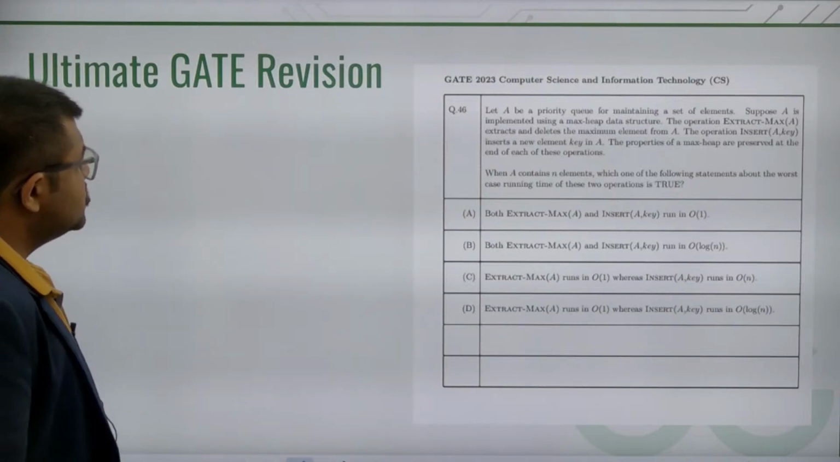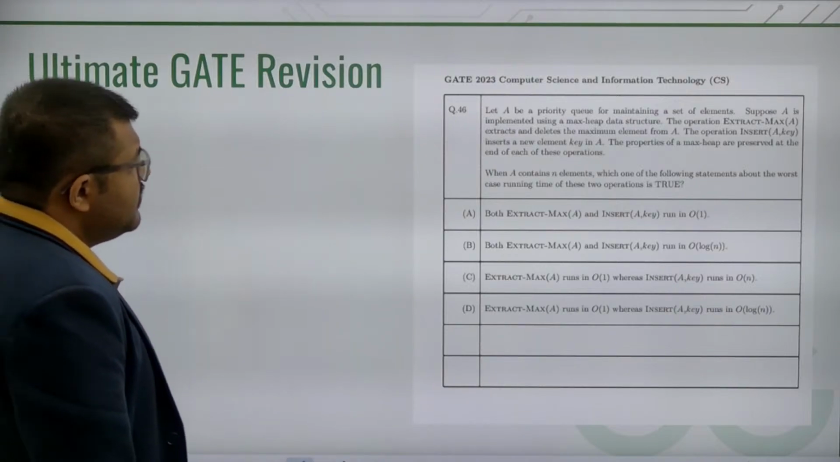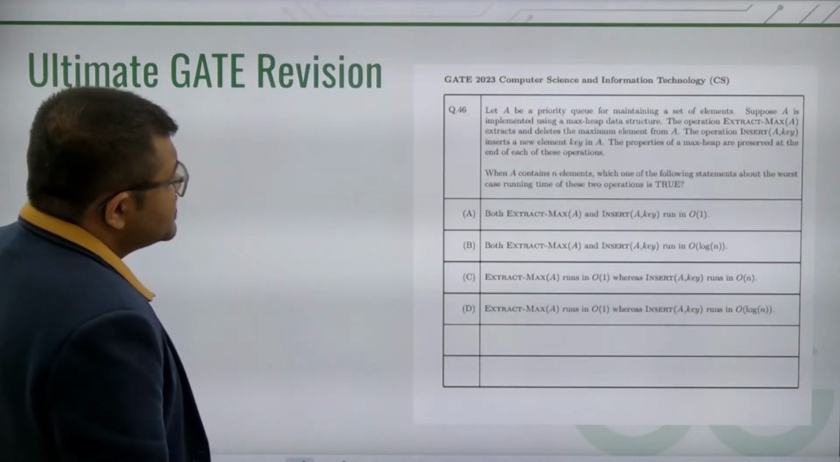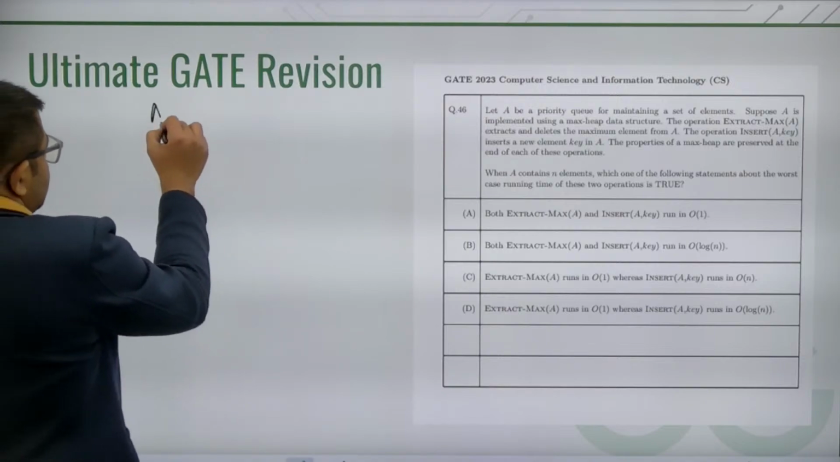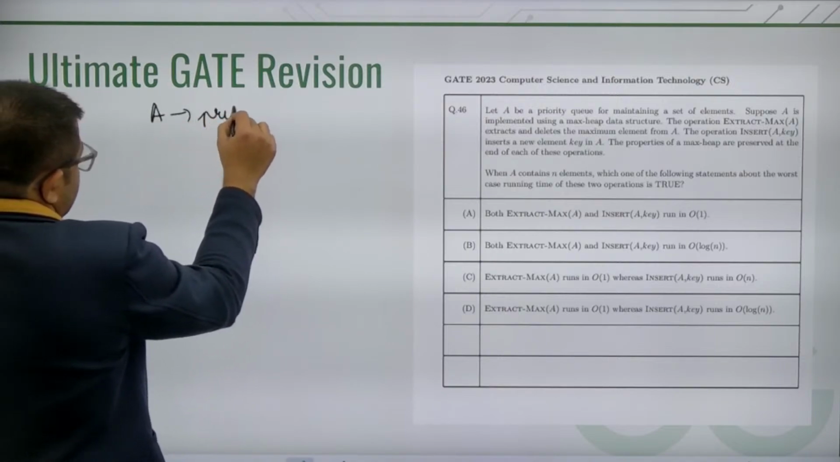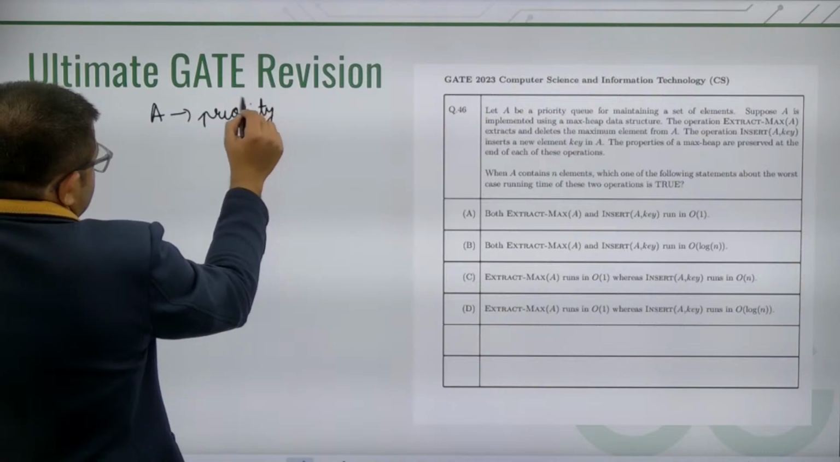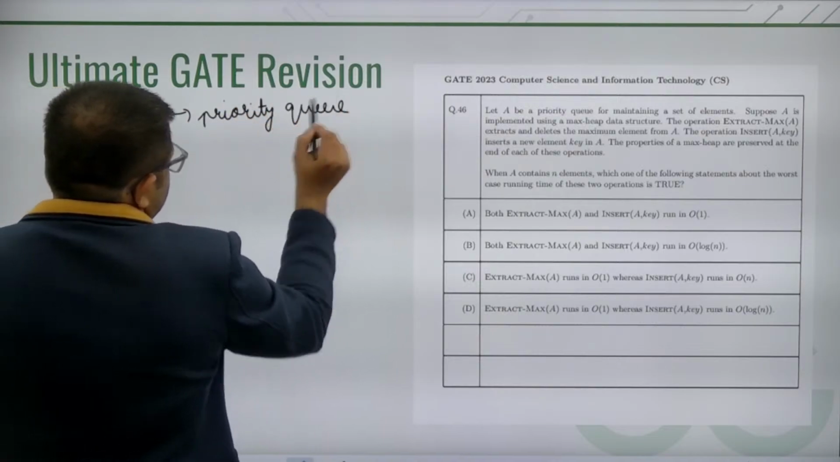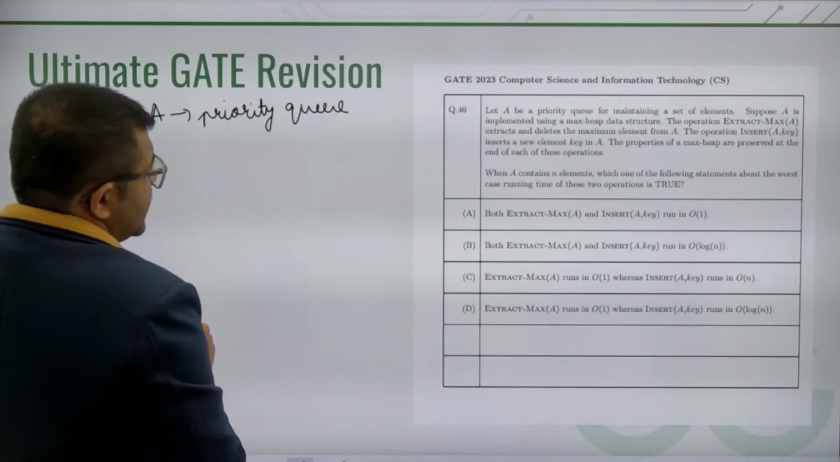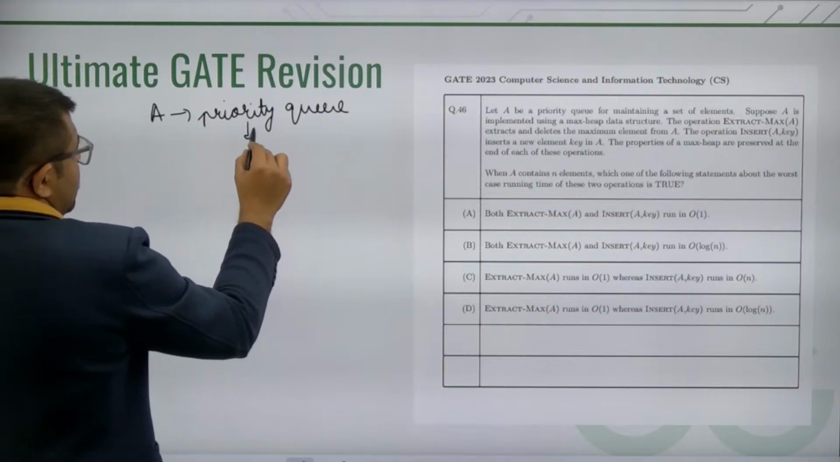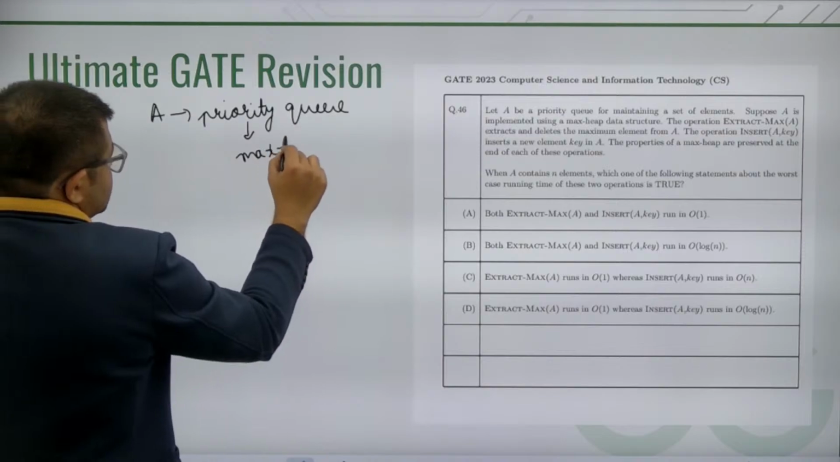Okay, what does this question say? Let A be a priority queue for maintaining a set of elements. So A is a priority queue which is used for maintaining a set of elements. Suppose A is implemented using a max heap data structure. So this priority queue is implemented using max heap.